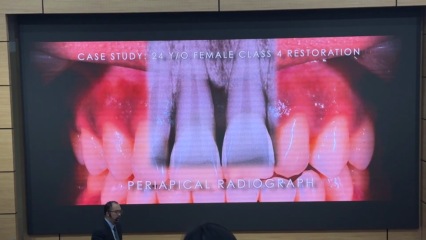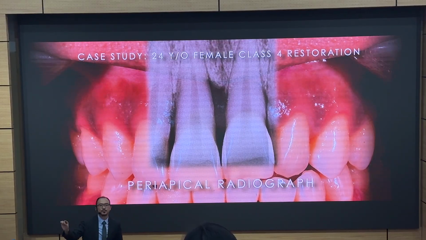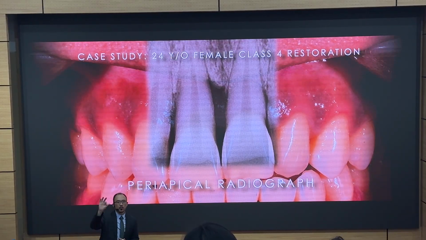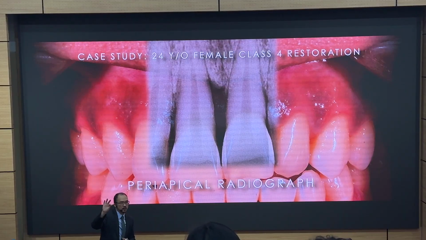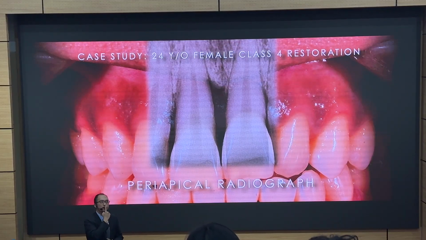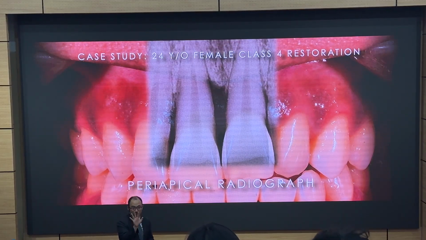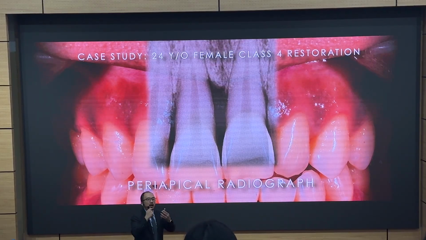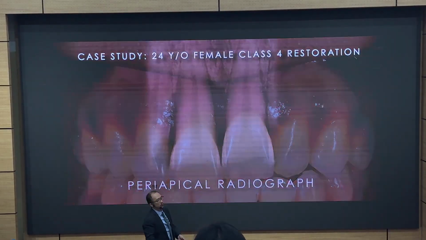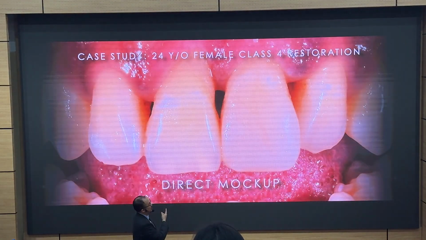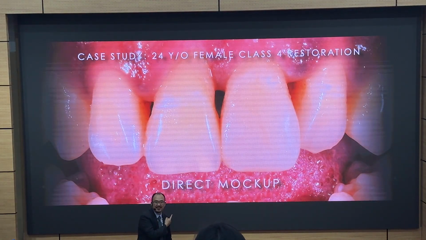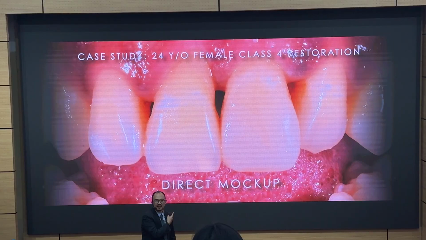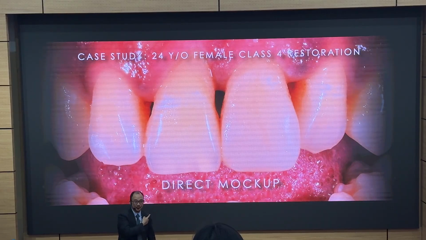Direct mock-up is a method where I would take expired composite, roll it up in a ball with my hand, and put it directly onto the patient's mouth, no etch, no bond, roughly shape it, light cure, and show it to the patient. I would show her, Ella, is this okay? And then she would say yes or no.